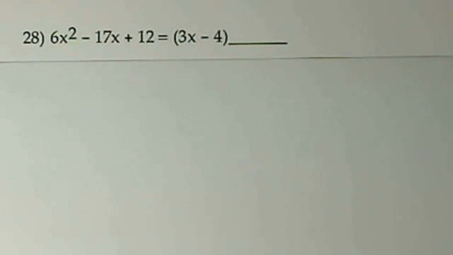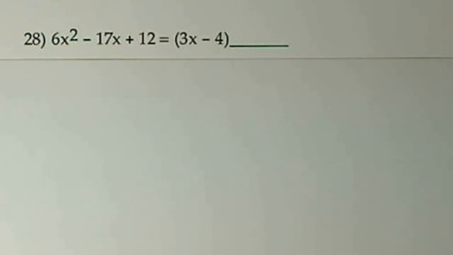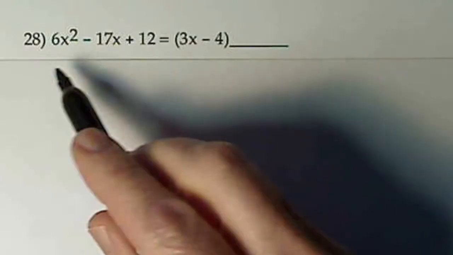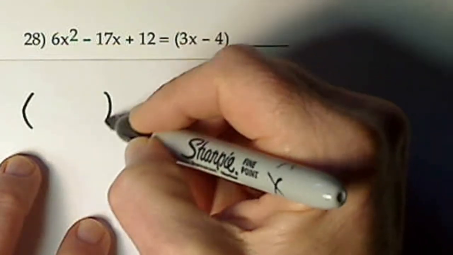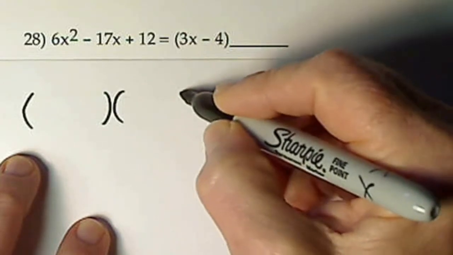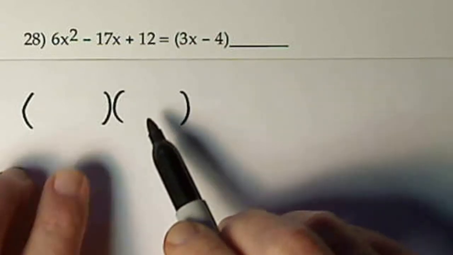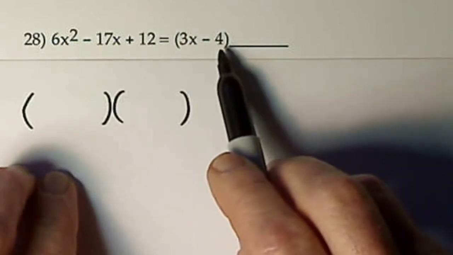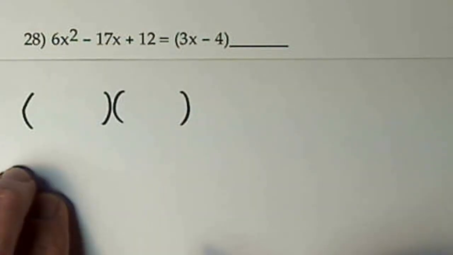And this might look a little confusing to you. I don't know if you've seen a problem like this. Basically what they've done is, when you're trying to factor a polynomial, in this case a trinomial, you're trying to get your answer into something times something. And all they've done here is they said, well, one of these two sets of parentheses is 3x minus 4, and you have to figure out the other set of parentheses.